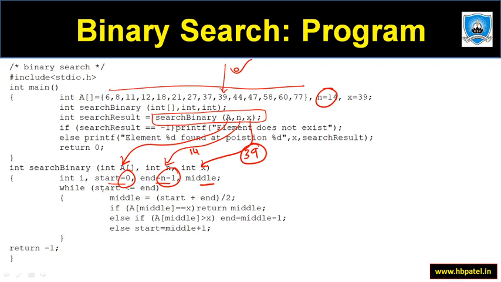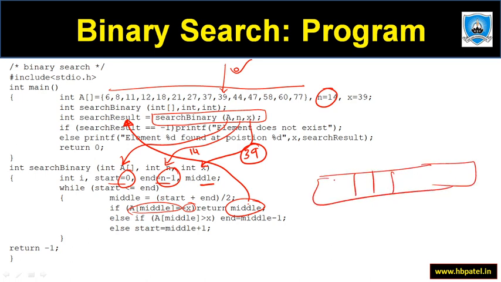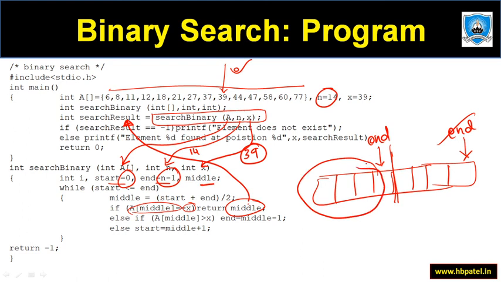And then we are running a loop. While start is less than or equal to end, we are computing middle equal to start plus end divided by 2 and checking whether a of middle equals x. If it is the case, we are returning the position. But if it is not the case, then there are two options. If a of middle is greater than x, in that case we will be moving the end position. Initially end was over here, but now we will be moving end over here, because we want our search to be restricted in this place only.